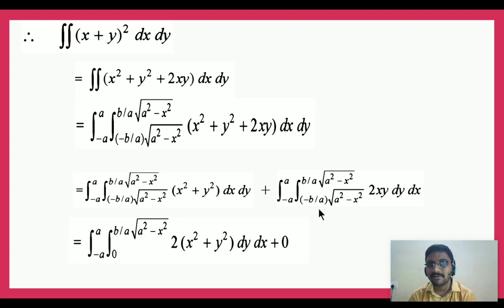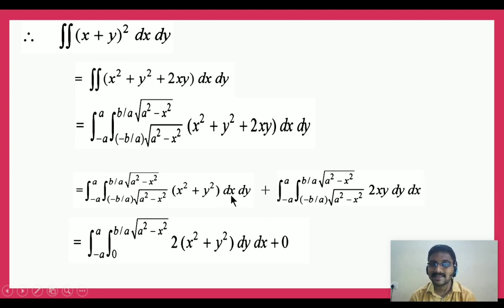What is meant by an even function? A function f of x is even if f of minus x is f of x. Odd function means f of minus x is equal to minus f of x, then f is called odd. So here the second integrand is odd, but the first integrand is even.